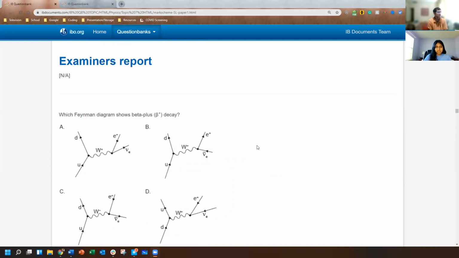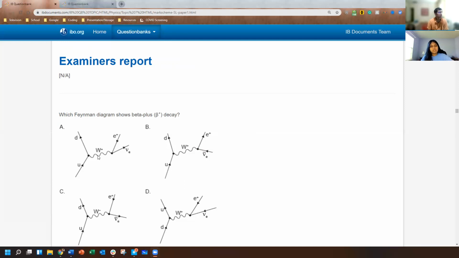Which diagram shows beta plus decay? So beta plus is proton to neutron, right? Yes. Proton to neutron, we have up, up, down becoming up, down, down. So an up becomes a down. Yep. So it can't be D, right? No. Up becomes down. And it's beta plus, so you can automatically eliminate C, because of the W minus.